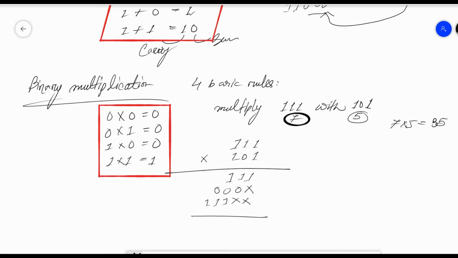Now we add them up together using the rules of binary addition. So we have 1 here, and we have 1 plus 0, again 1. 1 plus 0 is 1, and 1 plus 1, we have carry 1 here and sum 0, and then 1 plus 0 is 1, and again 1 plus 1, sum 0 and carry 1, so this one will come here. If we convert this one to decimal, we get 35.